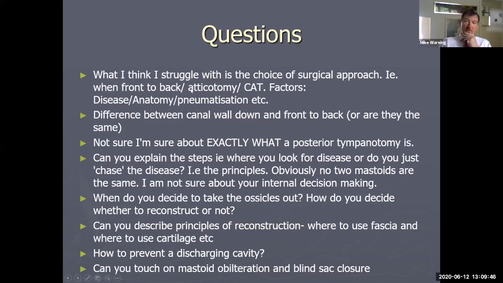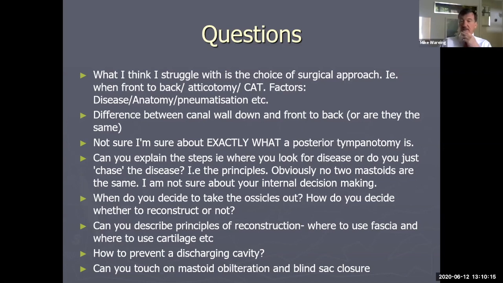We've got these. So I hope I've sort of answered some of this about the front to back and atticotomy. So the factors are the disease, the anatomy, and the pneumatization. Posterior tympanoplasty we've discussed. So the chasing the disease. I mean, the answer is you do chase the disease. You find the disease to remove it all. And that means getting adequate visualization. So that means removing enough bone so you can see where you're going.